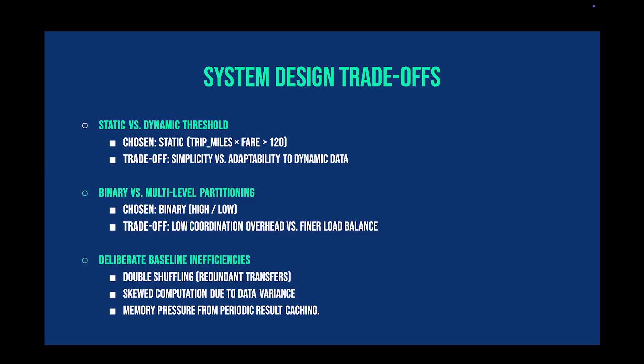Next, I went with binary partitioning, which is just high load versus low load. It's simple and keeps the coordination overhead low. Multi-level partitioning could have balanced more finely, but it would also slow things down with extra decision making. And finally, I built the baseline pipeline with deliberate inefficiencies like data shuffling and small pauses, which help create a controlled environment to show how much better work stealing performs under load. Moving on.